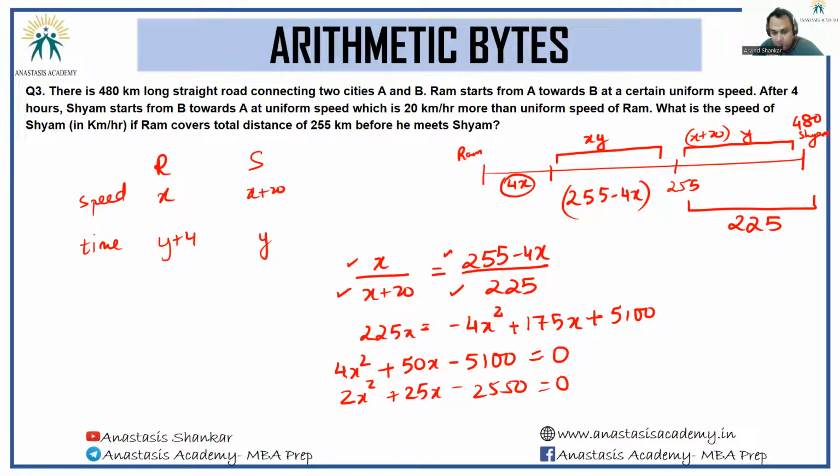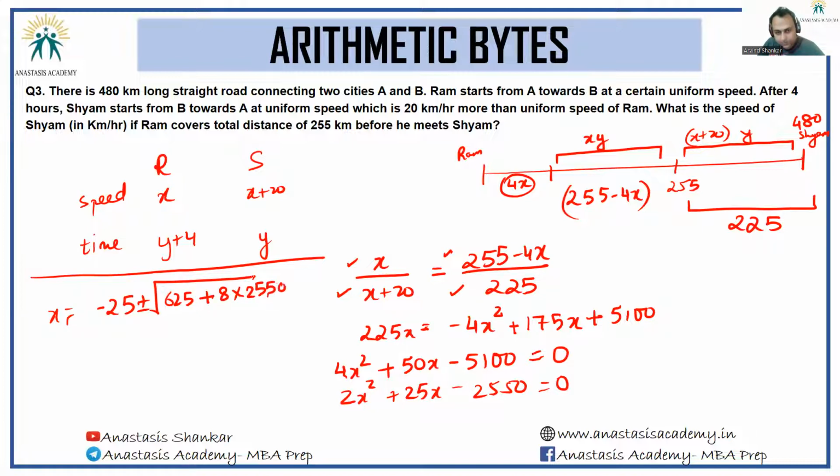This will be so difficult to accomplish middle term splitting wise. So let me go by the standard way. X is equal to minus 25 plus minus under root 625 minus minus, so plus 8 into 2550, whole thing divided by 4. This is going to be speed for Ram. The good thing I know, because the speed has to be a positive number, this minus case would not exist. So I'm working with minus 25 plus under root of the 625.